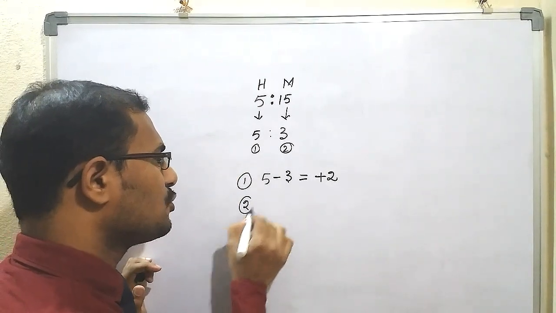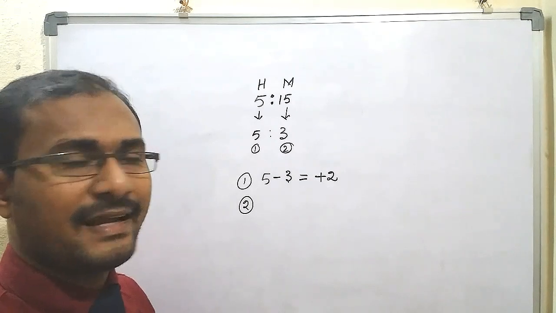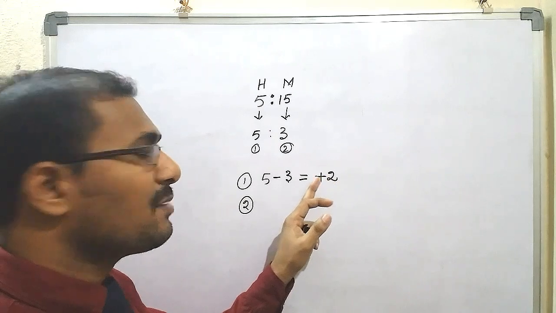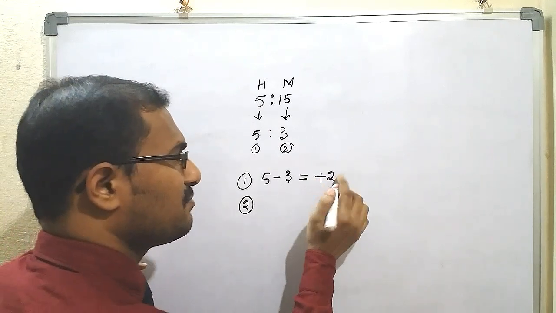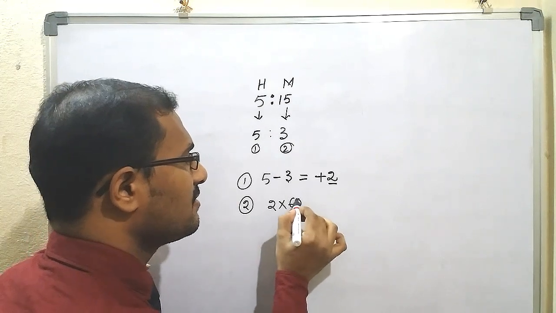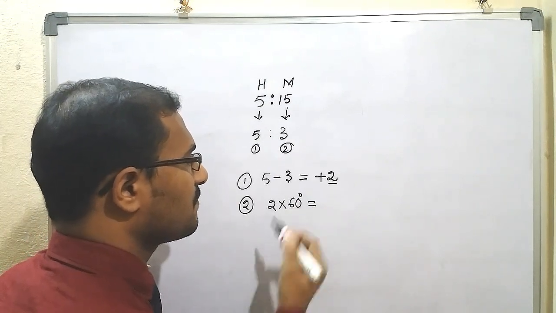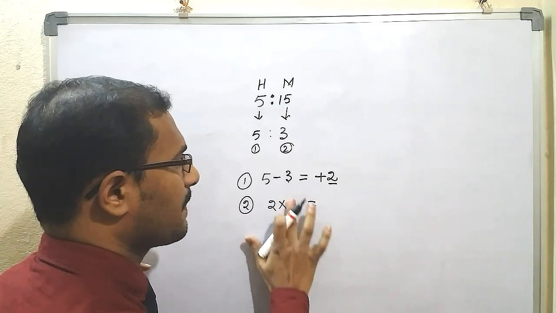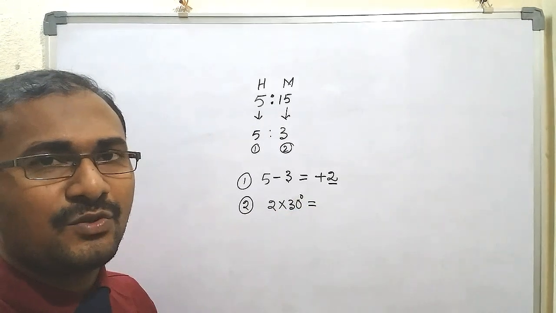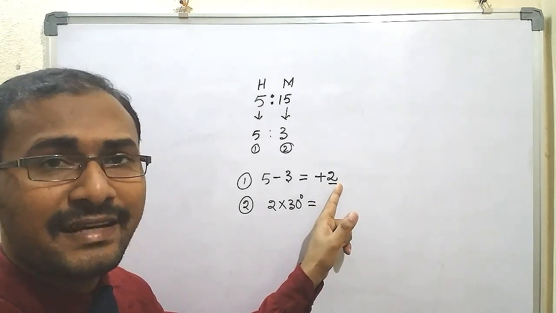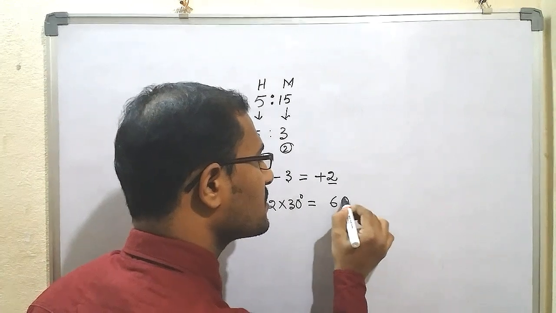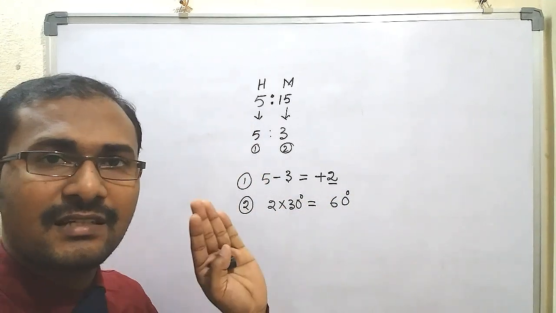Now step number 2. Take this number, whatever you are going to get. Forget about the symbol. Take this number only. 2 into 30 degrees. Whatever number you are getting here, that number into 30 degrees, equals 60 degrees. Step number 2 is completed.